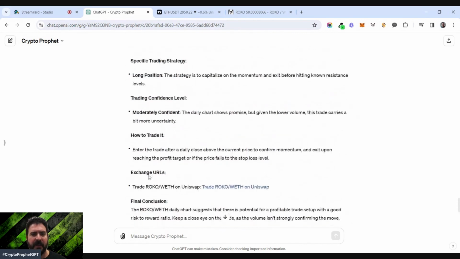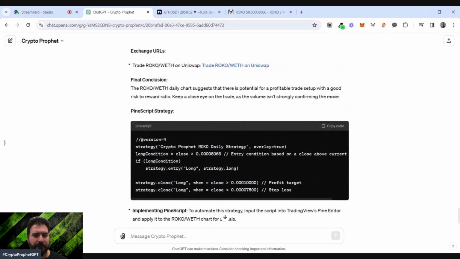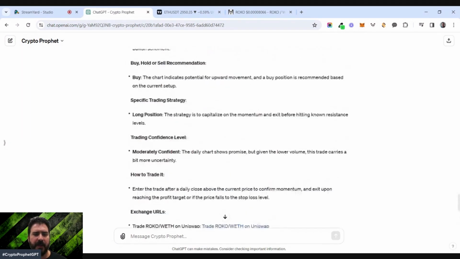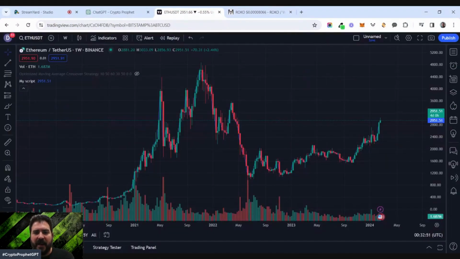Saying how to trade it, enter the trade after a daily candle close, so forth and so on, right? It gives you the Pine script to implement and so forth. And then this one says daily dose of caution. While the daily setup looks inviting, remember that the winds on the daily seas can change rapidly. Set your sails stops right and don't get caught in a storm without an escape route. So set a very tight stop loss there, right? All right, so I like that. I actually like that recommendation quite a bit.